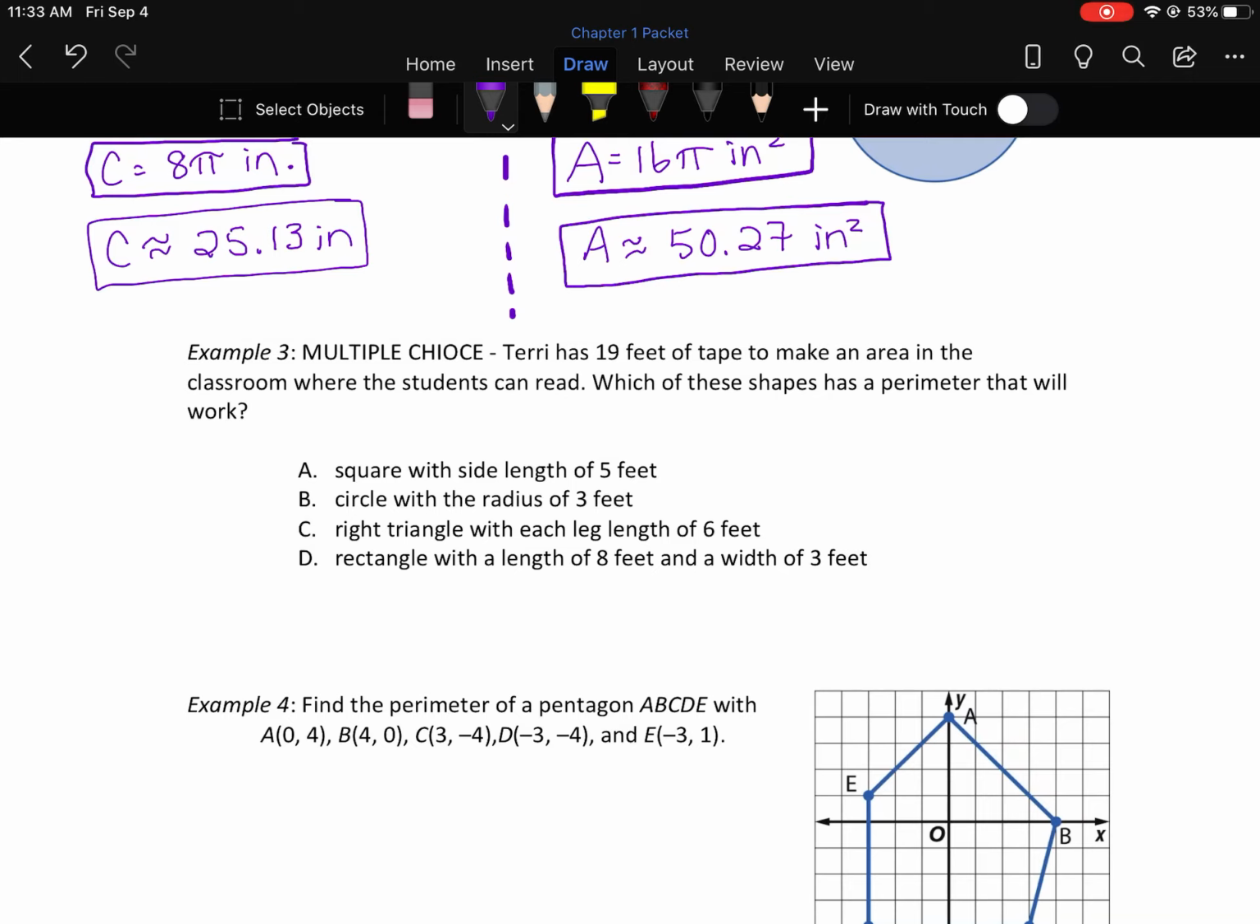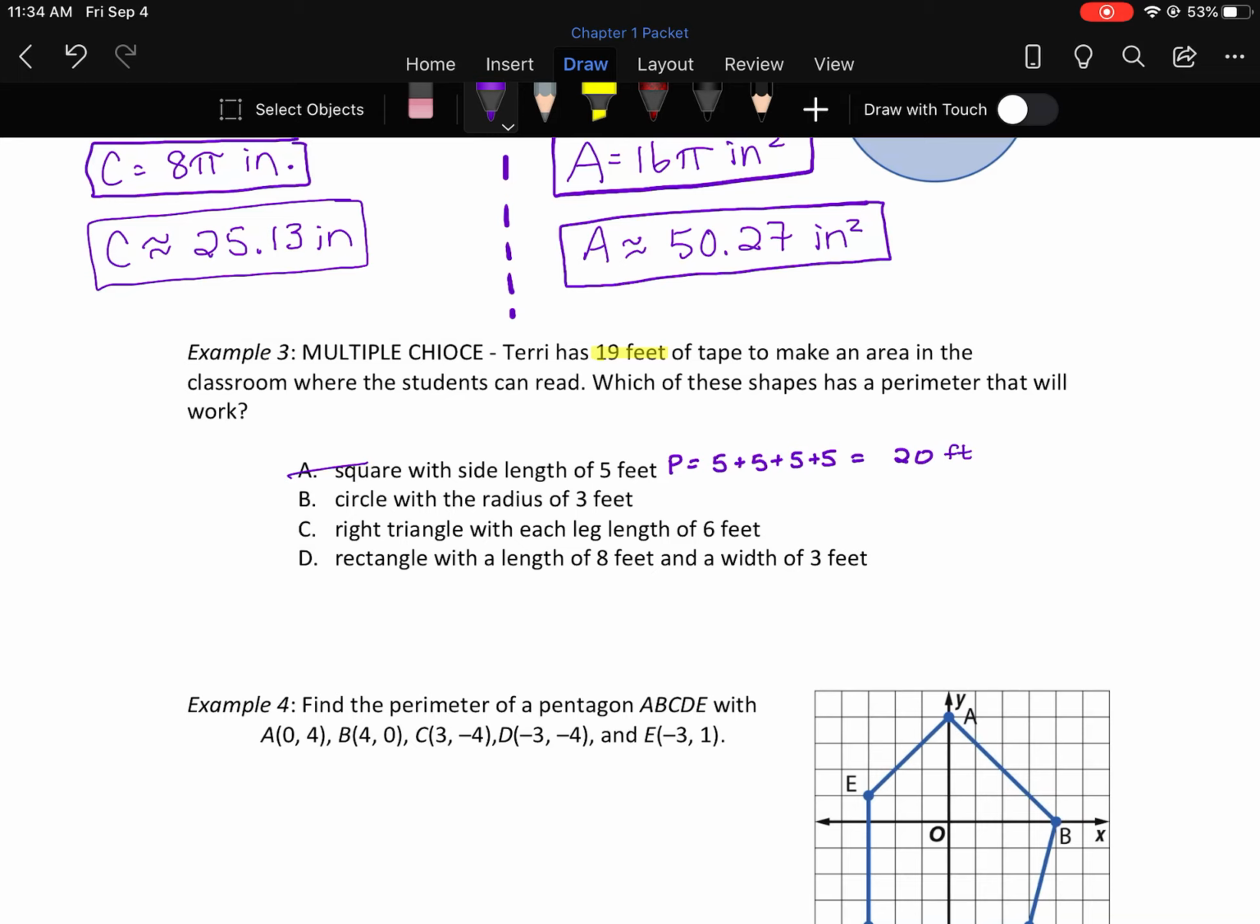So we have to look at this. This is probably going to be like 4 mini problems in one. So it says a square with a side length of 5. If we want perimeter, it's a square, so 5 plus 5 plus 5 plus 5, or you could take 5 times 4, which is 20 feet. Well, she only has 19 feet, so we're going to be short, so it's not A.